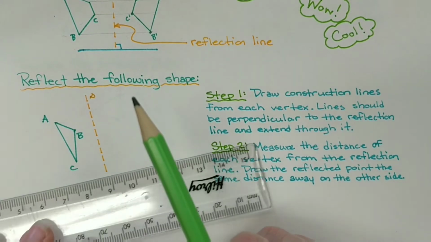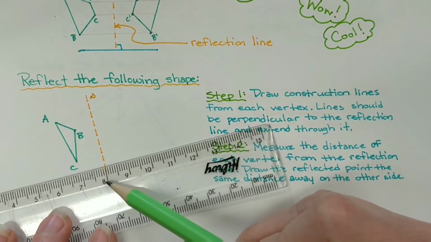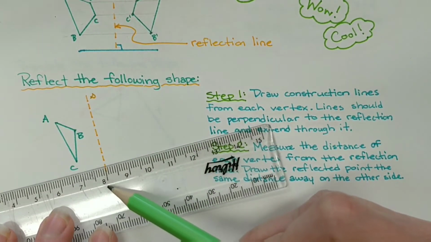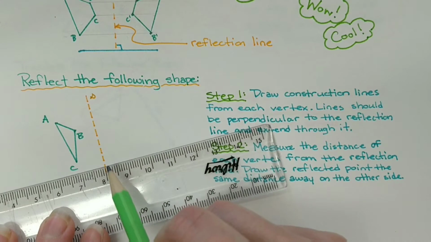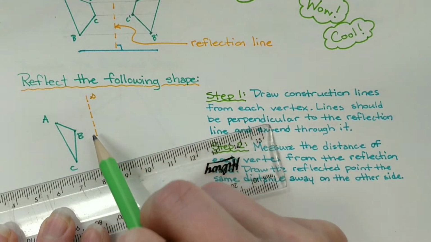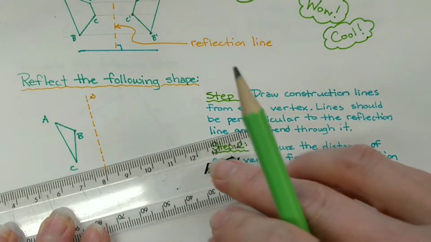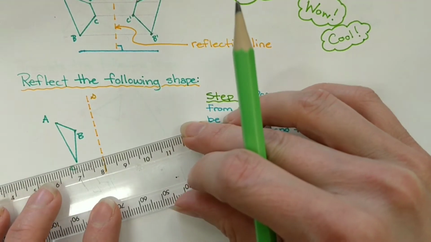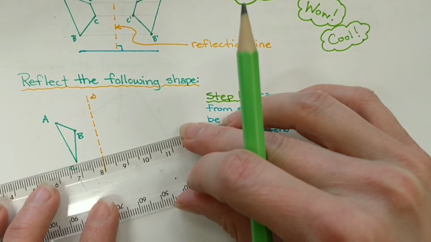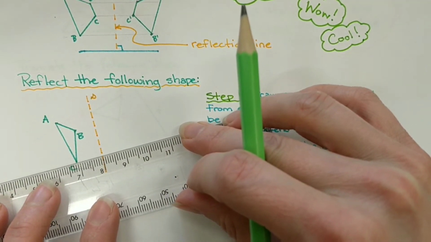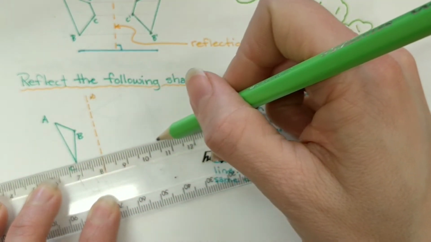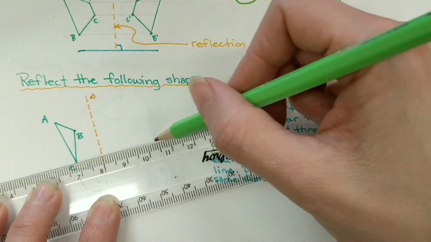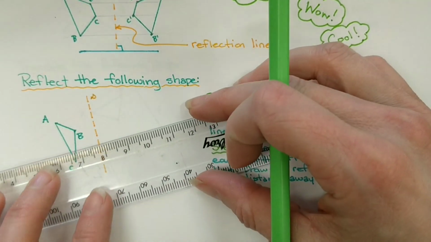just like when we did translations, I'm going to line up one of the longer lines on my ruler, so say the line for 8 centimeters. I'm going to line that up along the reflection line so that I know I'm creating a right angle between the reflection line and the edge of my ruler. So I'm going to line that up, and then I'm going to slide my ruler up till I hit one of my vertices. And I'm going to draw some nice light construction lines here.